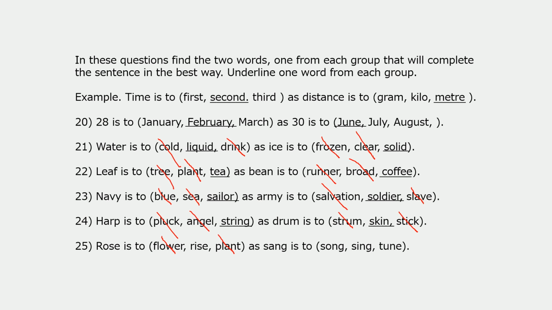But what about the sang bracket? Well, rose is the past tense of rise. So what is sang the past tense of? It's sing, right? So we can cross out song and tune, and we know that rise and sing is the answer.